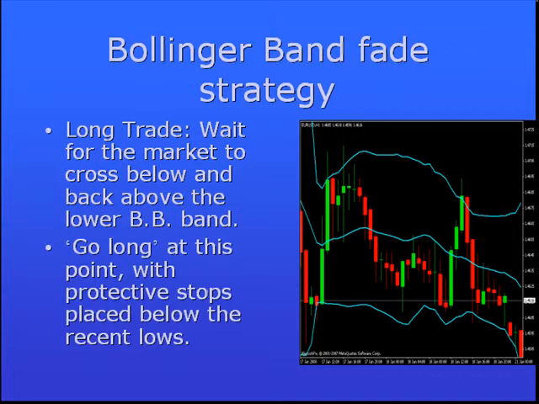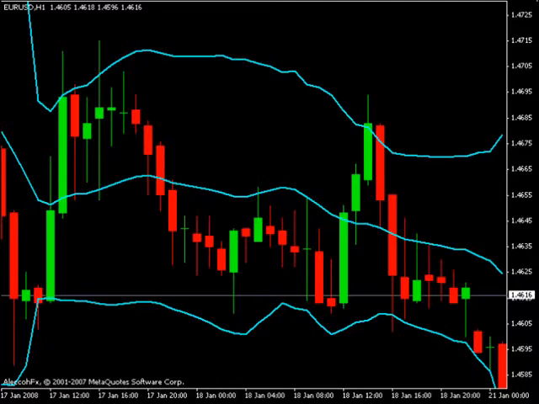In a Bollinger Band fade strategy, in this case to the long side, we should wait for the market to simply cross below and back above the lower Bollinger Band. At this point, we can go long with protective stops placed below the recent lows. We can see here we may choose to go long as the market tests and fails to break below the lower Bollinger Band and essentially crosses back up. Again, stops should be placed below the lows that were achieved while the market was below this lower Bollinger Band.